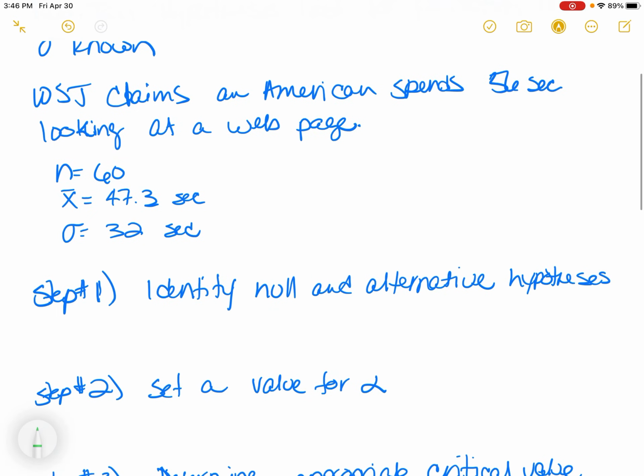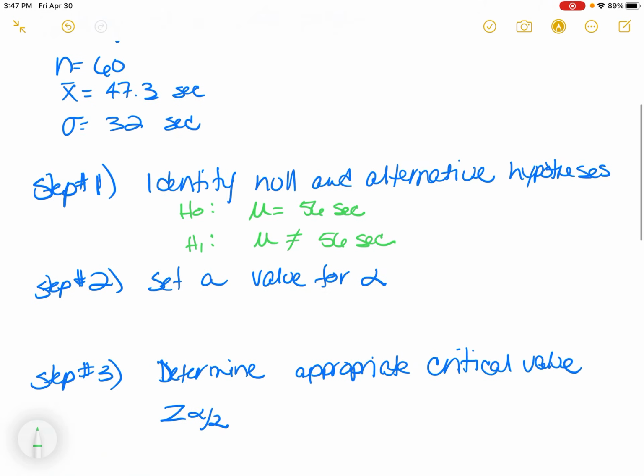So identifying the null and the alternative hypothesis. We know that the status quo is that WSJ is claiming that the average American spends 56 seconds looking at a website. Conversely, we know that the alternative is they do not spend 56 seconds. Like I said, it's either they do or they don't. It doesn't matter if it's more or less.